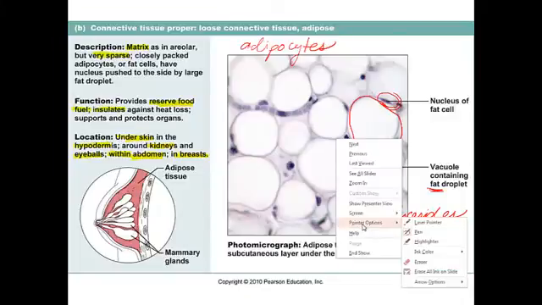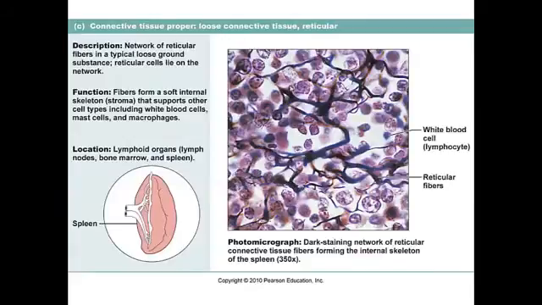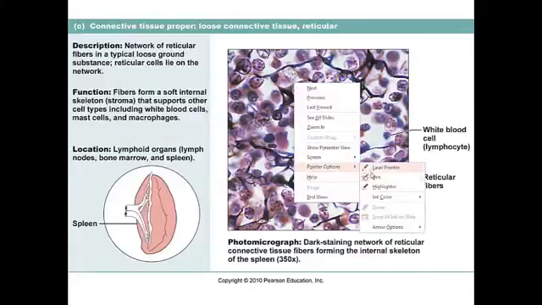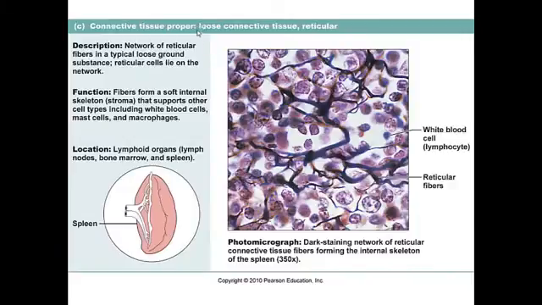Now the next type of loose connective tissue that we have is reticular connective tissue. So again, it's a subtype of loose connective tissue, as you can see up here. And in reticular connective tissue, again, this acts kind of as an internal framework, so a network, if you will, and it's going to provide an internal skeleton, which is called the stroma, and it's found mainly as a supporting type of tissue, support for other cell types like white blood cells, mast cells, and also macrophages.